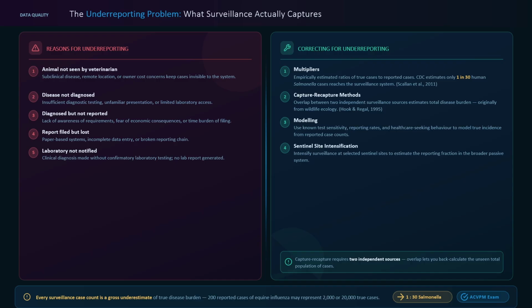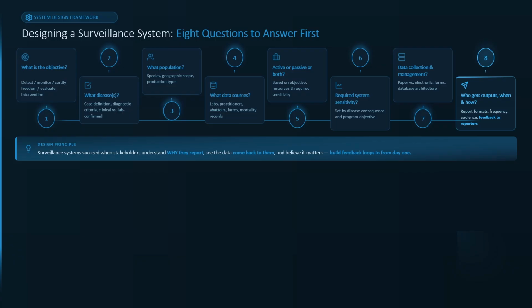Underreporting, representativeness, sensitivity, these all trace back to choices made when a system is first built. So let's put it all together, the 8 questions you have to answer to design a surveillance system from scratch. This is where everything converges into practice. Whether you're a state veterinarian, a public health official, or an ACVPM candidate working a case scenario, designing a surveillance system comes down to a structured set of decisions.